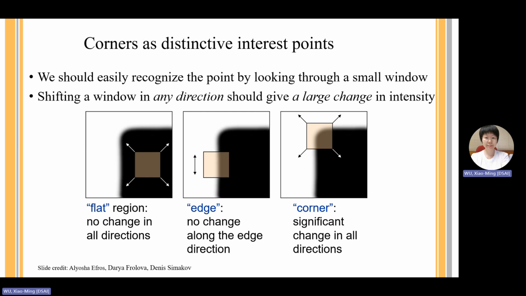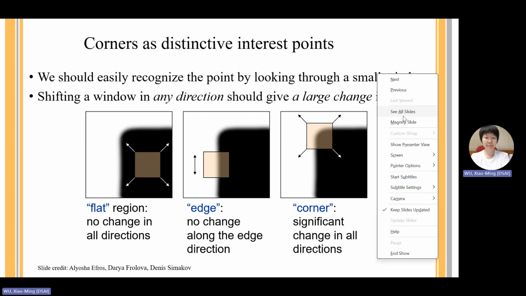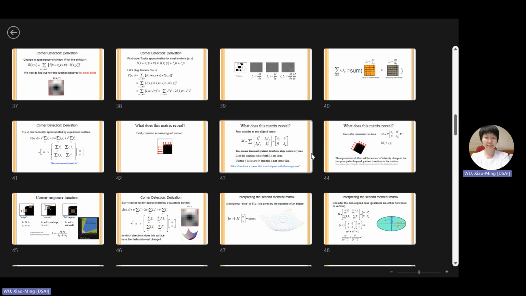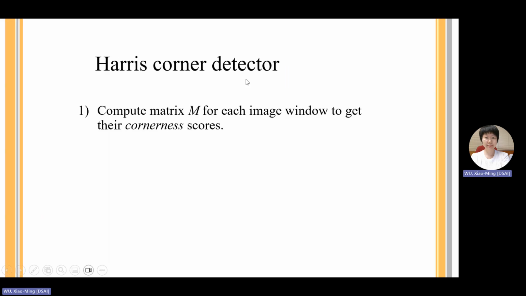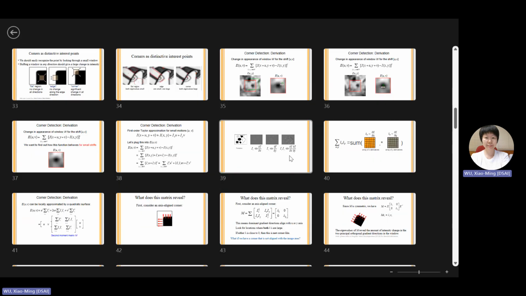So remember when we talk about corner detection, we say the algorithm looks at the image content within a window. That's what it does. It computes a matrix M. We will talk later about what matrix M is. But basically, it looks at the image content within each window.